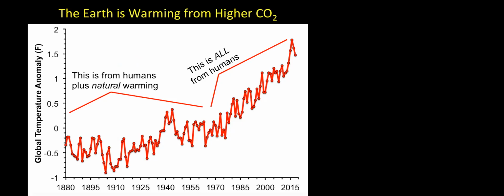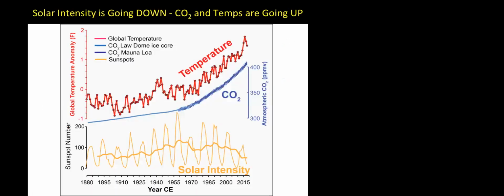And I can say that because the only other thing that really would be affecting temperature in this way could be the intensity of the sun. If we add CO2 in blue to this temperature curve, and then we add the intensity of the sun in yellow in the bottom here, we can see that CO2 started to rise coming out of the 1800s. Temperatures started to rise, but notice that solar intensity was also rising. The sun was getting a little bit stronger through time, and we would expect that to cause some warming as well. But notice what solar intensity has done since 1960.